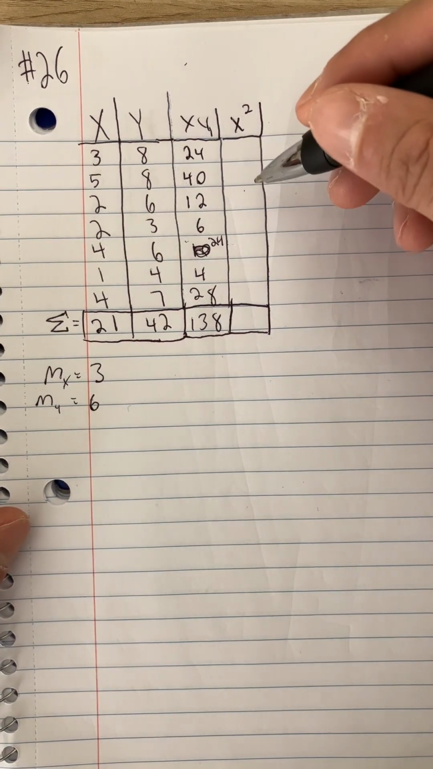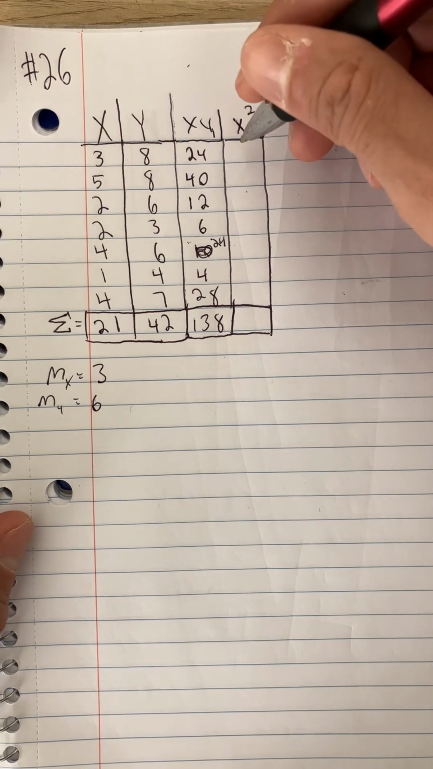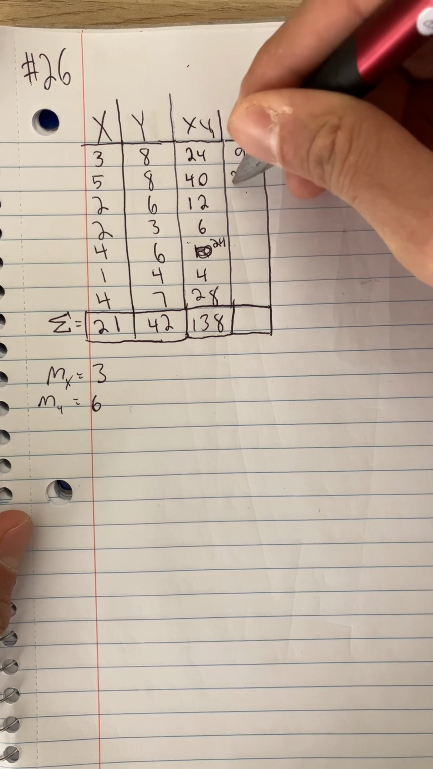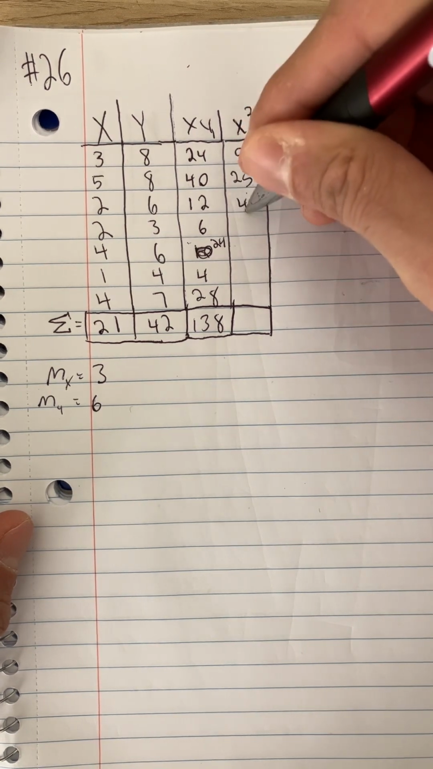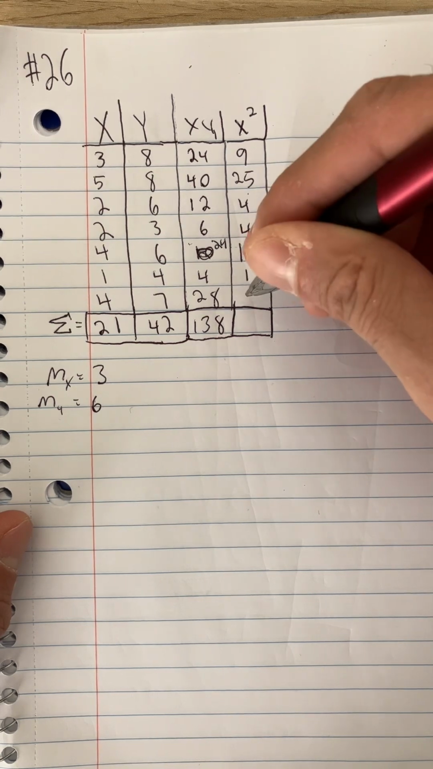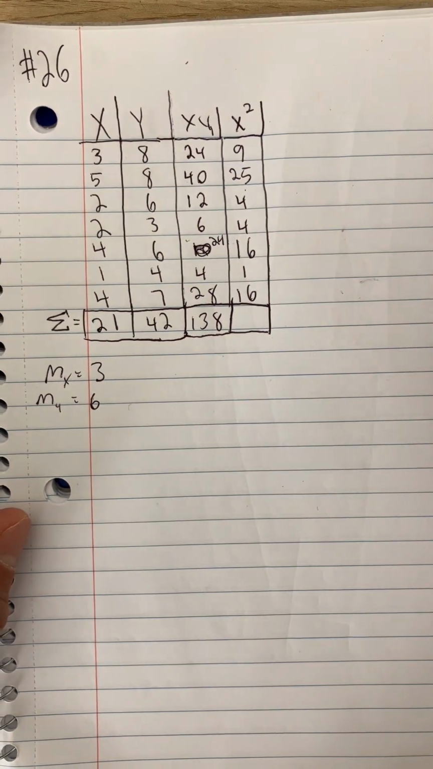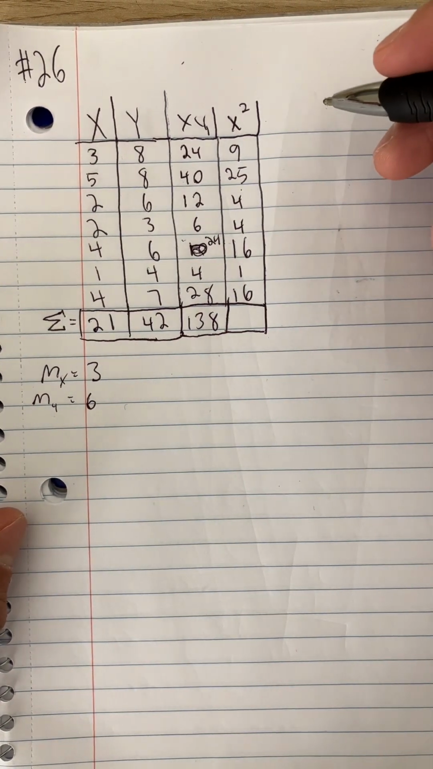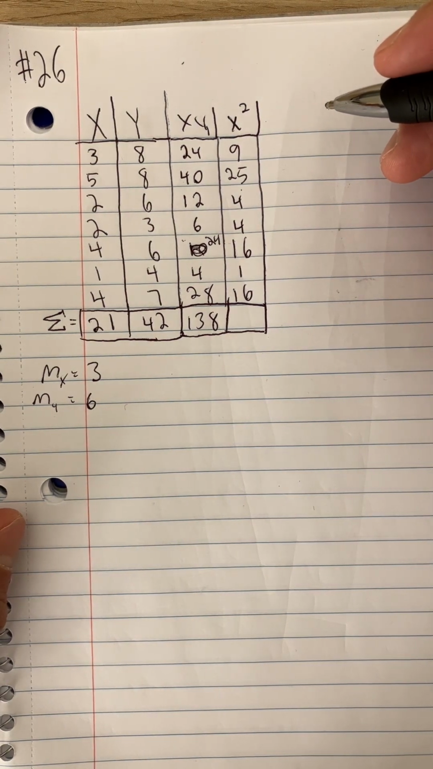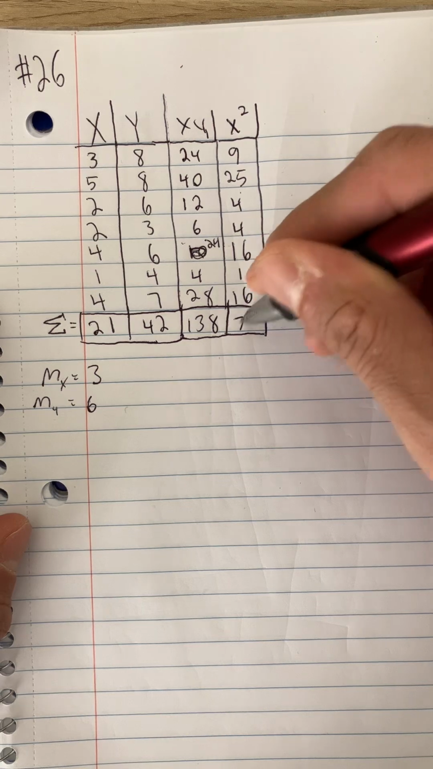So now we square the x's. So that's square this column. 9, 25, 4, 4, 16, 1, 16. So if you add those up, that should equal 75.